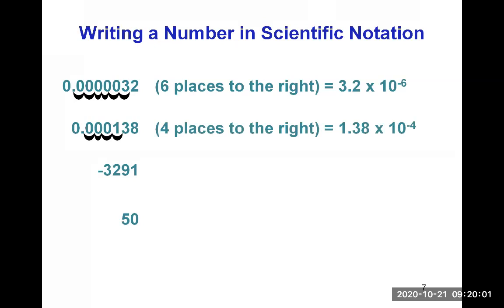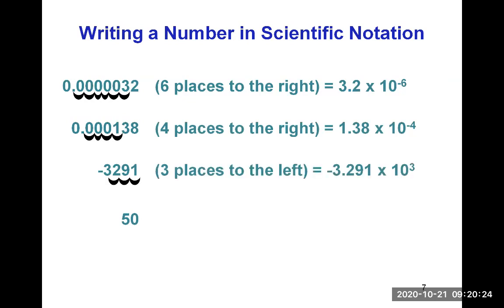Negative 3,291. The decimal point this time, we'll need to move it to the left, until we are between the 3 and the 2 because we want a number between 1 and 10. So 3 places to the left, and that's going to be negative 3.291, and you multiply by 10 to the third. Positive exponent here, because we started with a large number in the 3000. So it's times 10 to the third, which is 1,000, and then you would get back negative 3,291.